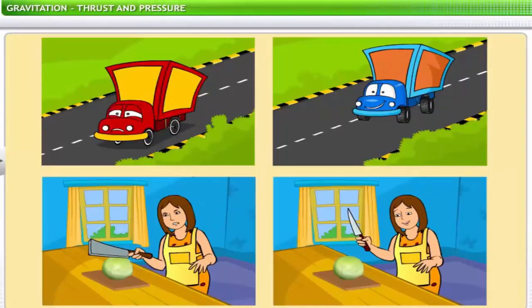What is the significance of the width of the tires and the sharpness of the knife in these cases? This can be explained through the concept of thrust and pressure. The truck needs wide tires to reduce the pressure of the cargo. The knife needs a sharp blade to increase the pressure exerted on the vegetables. In this lesson, you will learn about thrust and pressure, with special emphasis on thrust and pressure in liquids.